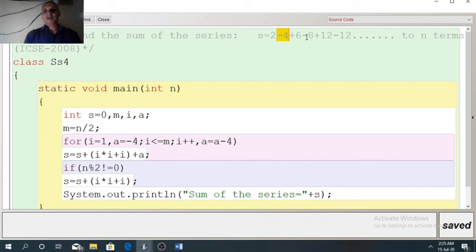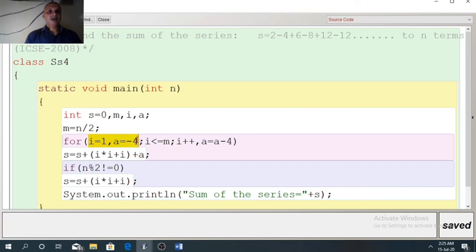And we can get the next term of the series by subtracting 4. So the update for a is a equal to a minus 4. Now when n is 6, m will be 3 and the loop will run 3 times.